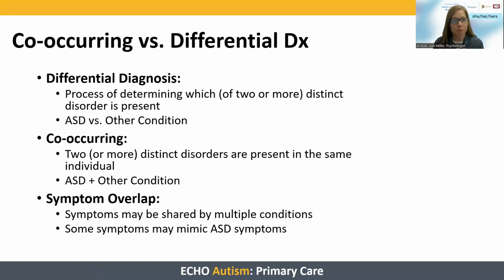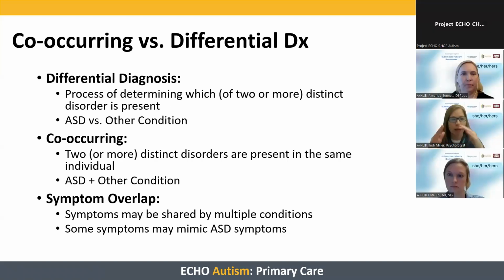So the concepts we're talking about are, there's differential diagnosis, which is when you're trying to determine what is it. Sometimes your symptoms might overlap, but we want to figure out, is this really autism, or is this anxiety, for example, or is it both? And you have to figure all of those out together. So that's where you're thinking autism versus something else. And then the other scenario is when things are co-occurring. That's when there's two or more distinct things happening at the same time. So that's when it's autism plus something else.